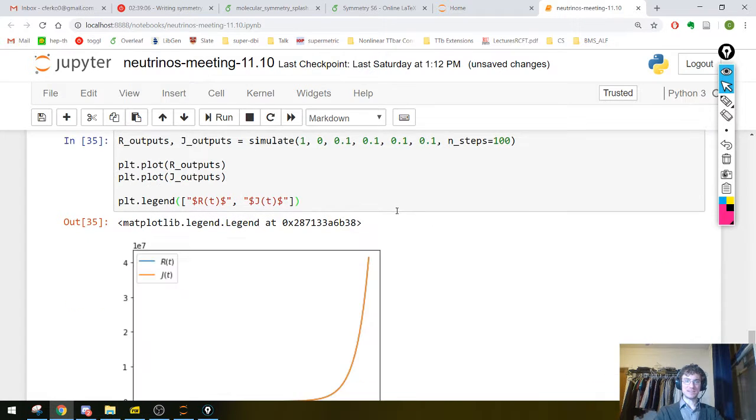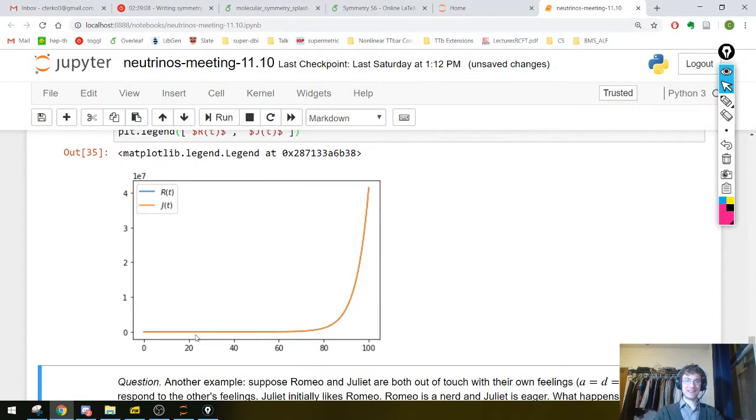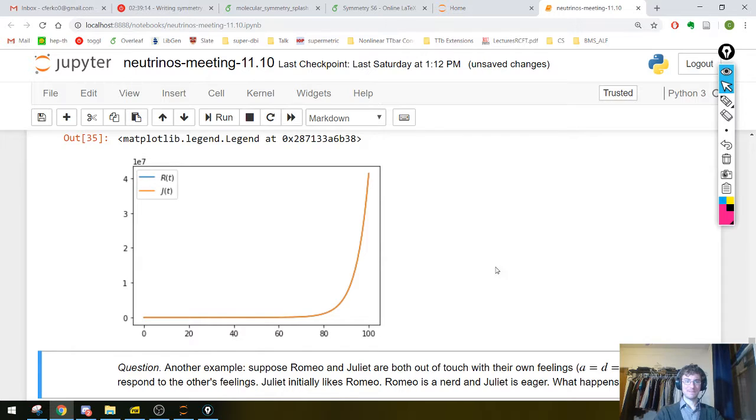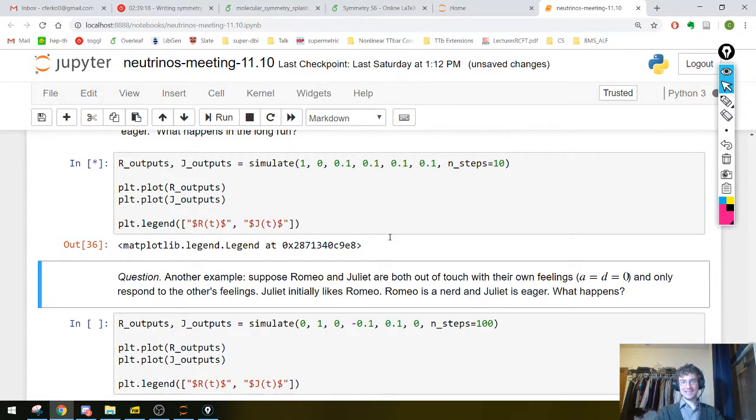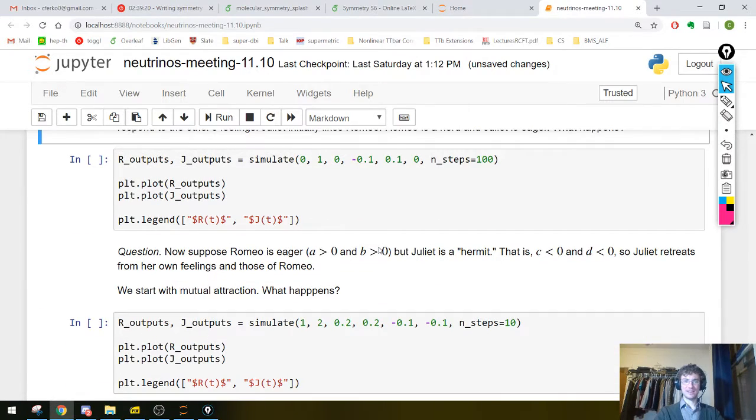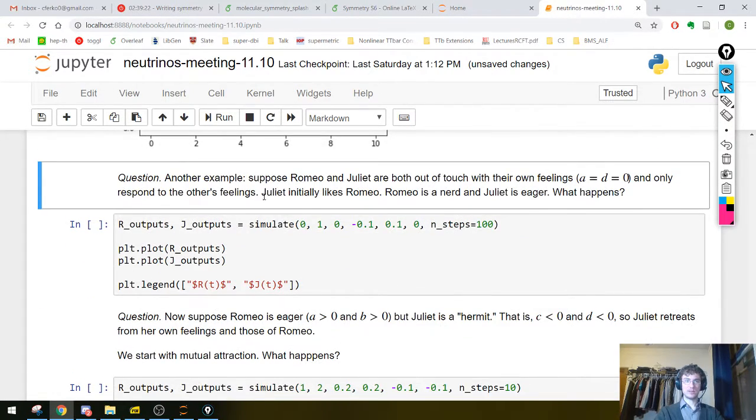Let's do 100 steps and see how fast. See what happens? It gets so big, you can't even see the Romeo, just because it gets big so fast. Alright, so that's infinite love. I'll ask you maybe 2 more.